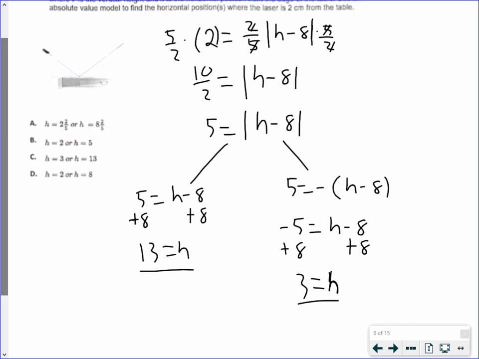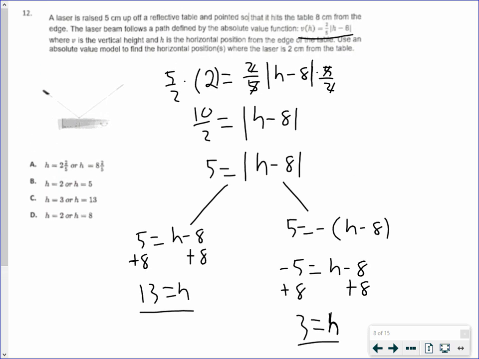And in this case, both answers make sense. Remember, when it comes to word problems, you have to double check that your answers actually make sense. We can be 3 centimeters into the table and 13 centimeters into the table. That makes sense. If we had a negative h, that would not be a real answer since you can't be negative centimeters into a table. So when it comes to word problems, once you get your answers, double check that they actually make sense. In this case, the answer is C: h equals 3 and h equals 13.